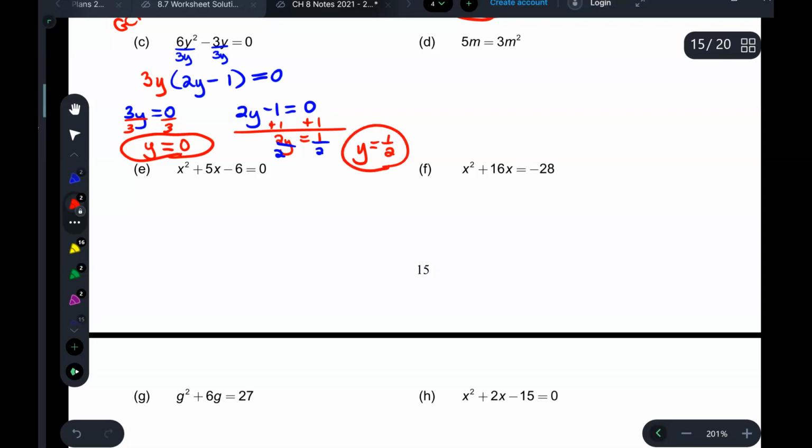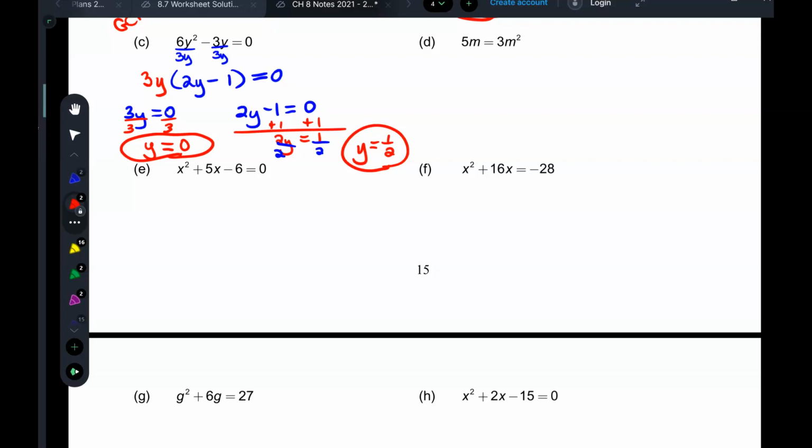Now we can check our answer here. It would be a little tedious to plug in a half, but if you have your calculator, you would have 6 times 1/2 squared minus 3 times 1/2. So that works out. And then also plugging in 0, that also works.